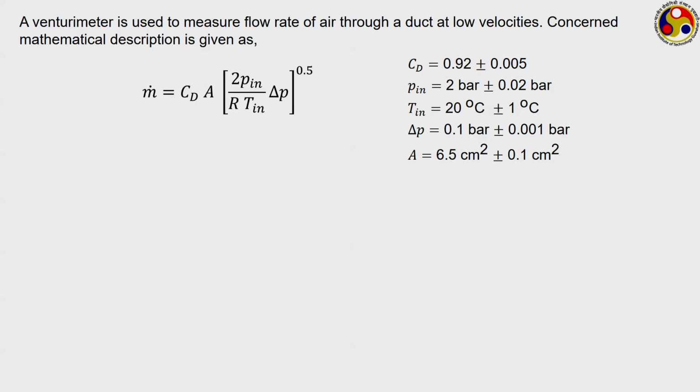And there was another problem given for the venturimeter. Again there are 5 different parameters, 5 different measurements that we have to do to get the final value of the mass flow rate of air through the duct.